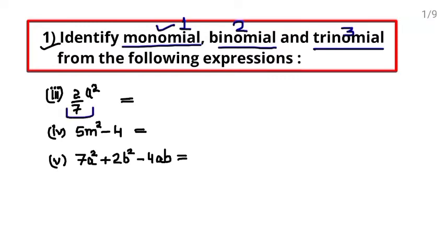Here in the third part we have just one term. So this is monomial. Next, we have two terms. These two parts are attached with a minus sign. So, we have two terms here. Two terms means binomial. So, right here binomial.